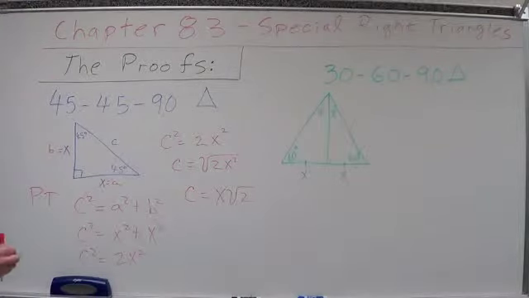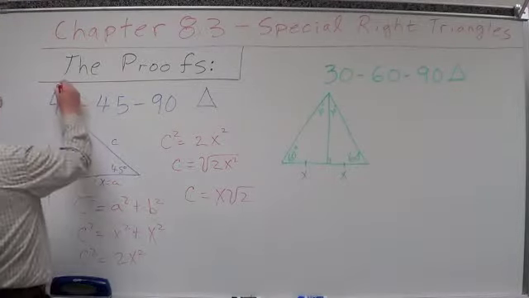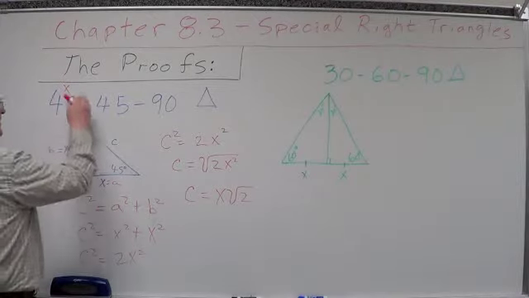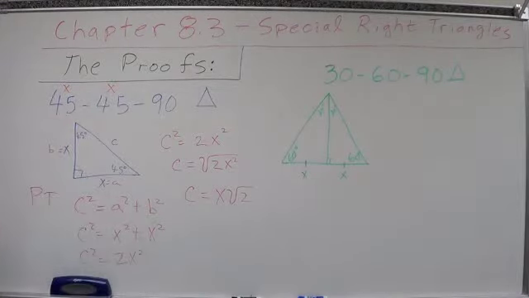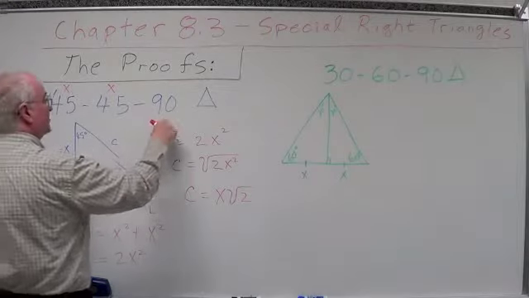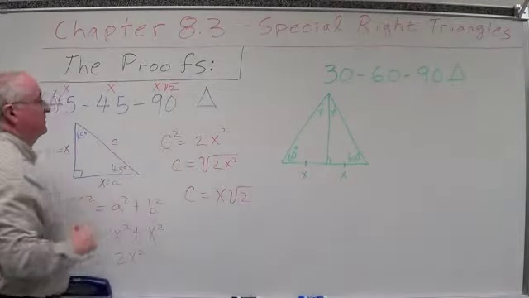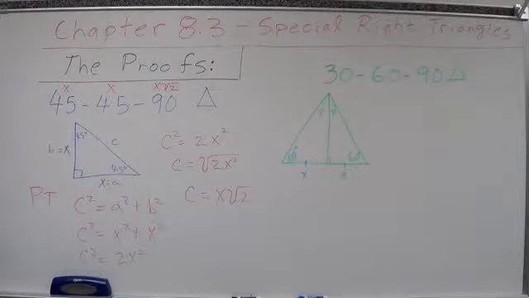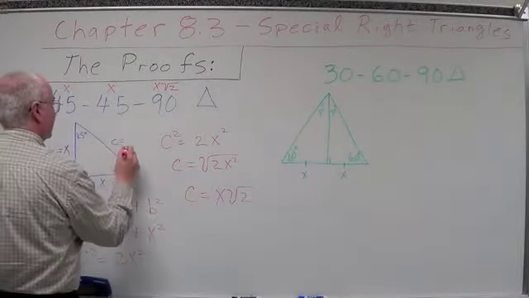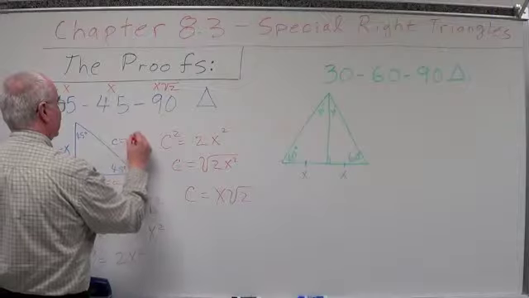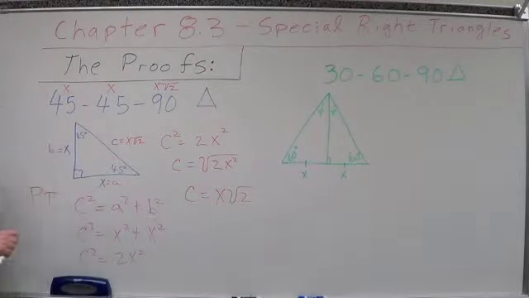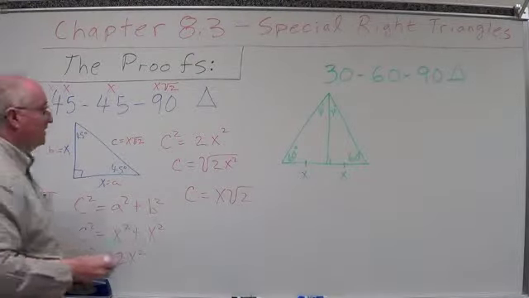Okay? What are those relationships? Well, across from the 45 degree angle, we have x. Across from the other 45 degree angle, we have x. Across from the 90, if that's x, we have this. And you have your relationship: C equals x square root 2. Okay? That's number one.